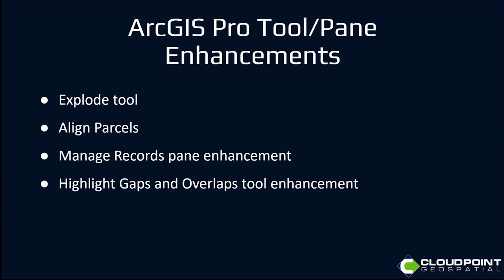And then finally, with the Highlight Gaps and Overlaps tool, there's an enhancement where you can find gaps and overlaps between different parcel types now, and you can use all visible layers.